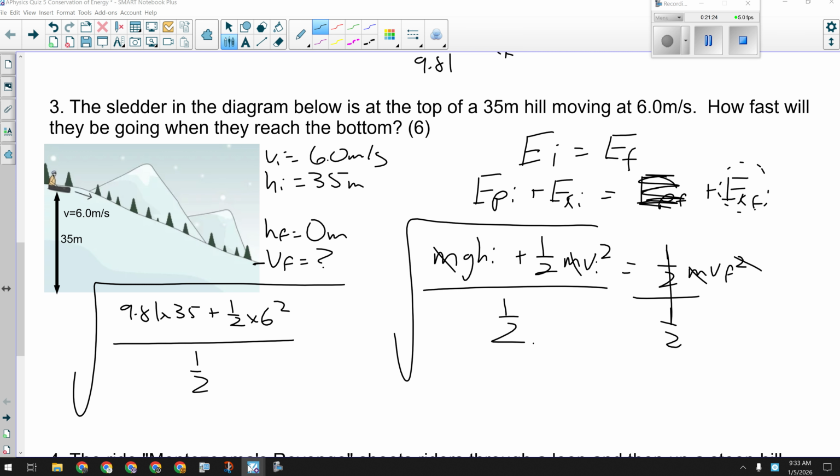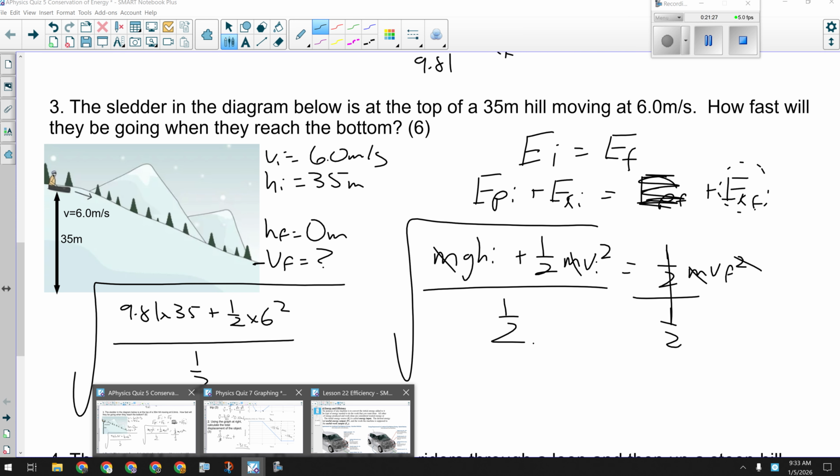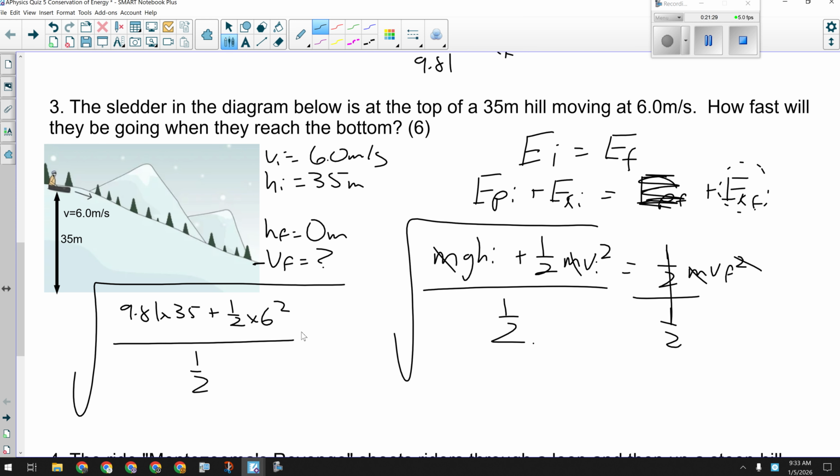Okay, let's talk about efficiency here. What is efficiency? When something's done efficiently, what does that mean?